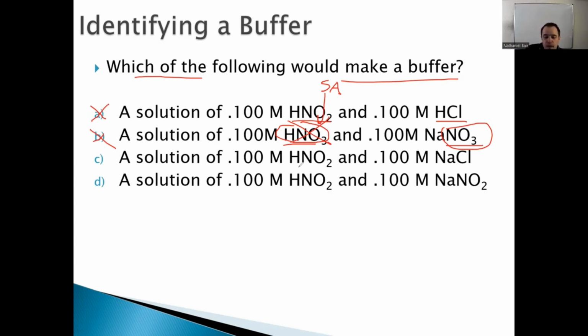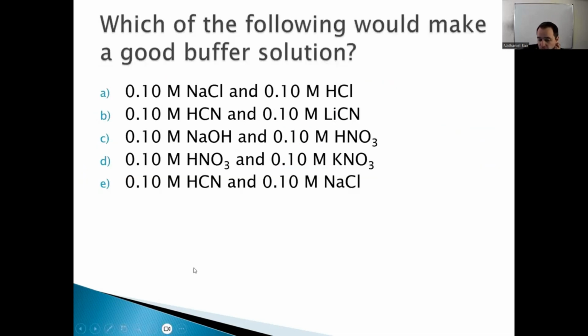If we look at C, we have a weak acid, but I need its conjugate base, nitrite. That doesn't have nitrite, so that's also not a buffer. D is going to be our buffer. We have a weak acid, and we have its conjugate base, nitrite, acting as a salt. You really got to memorize those 6 strong acids. HNO3 is strong. HNO2 would be weak. So you really got to know those 6 strong acids inside and out. If you haven't memorized them yet, get on that. Work on getting those down.